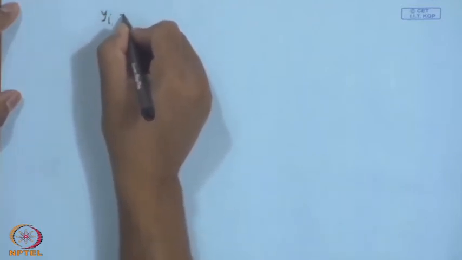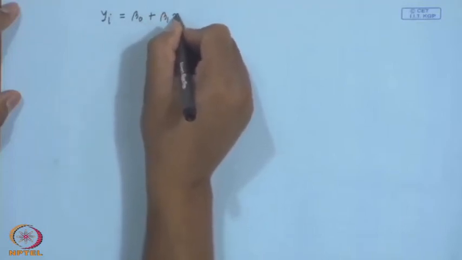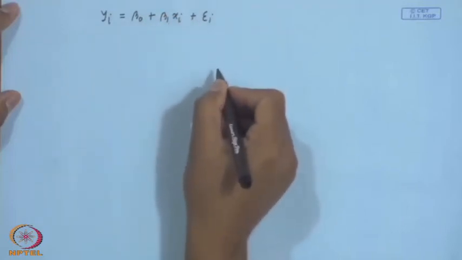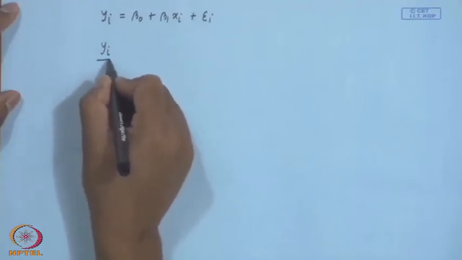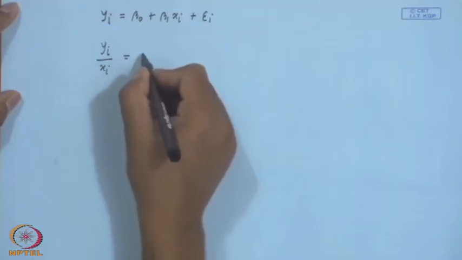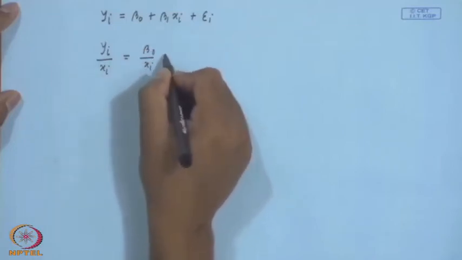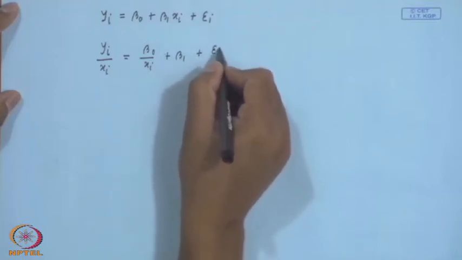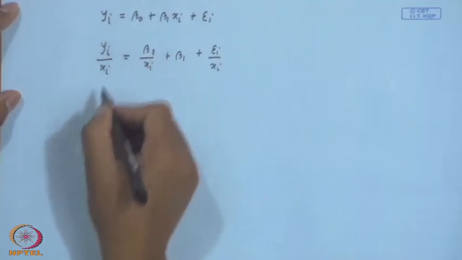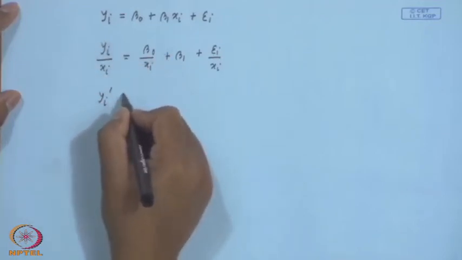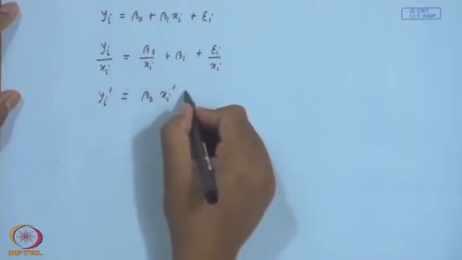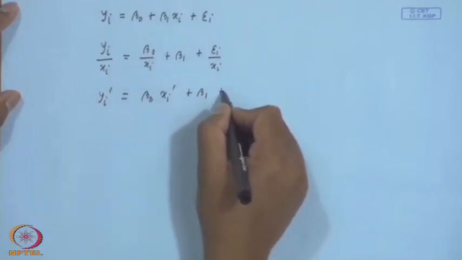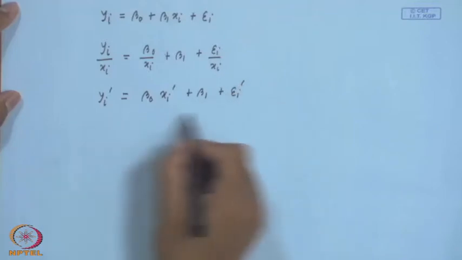So we start with the model yi equal to beta naught plus beta 1 xi plus epsilon i. Then I am considering the transformation yi to yi by xi, and then the model becomes beta naught by xi plus beta 1 plus epsilon i by xi, right. So, if I call this yi prime, then yi prime is equal to beta naught times xi prime, where xi prime is 1 by xi, plus beta 1 plus epsilon i prime. And so, this is the transformed model.